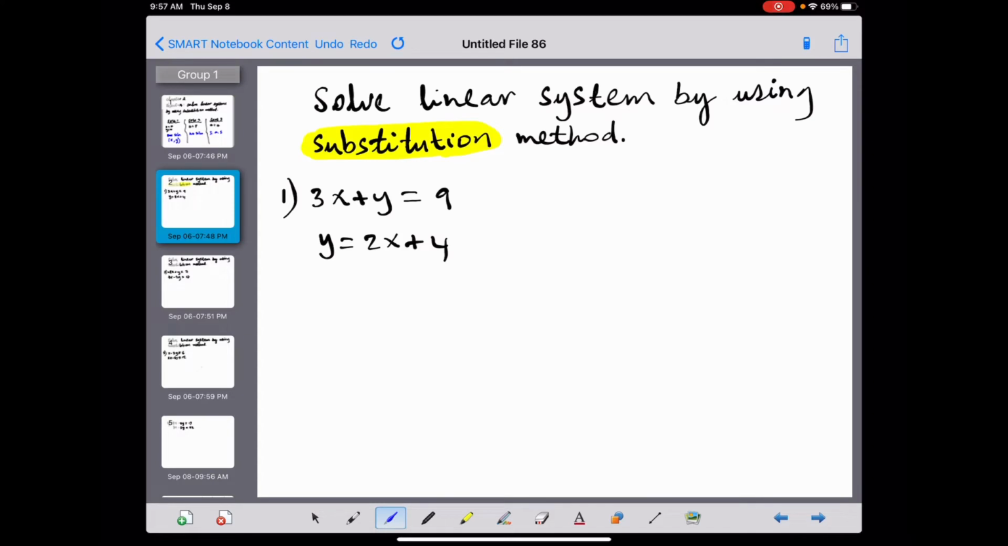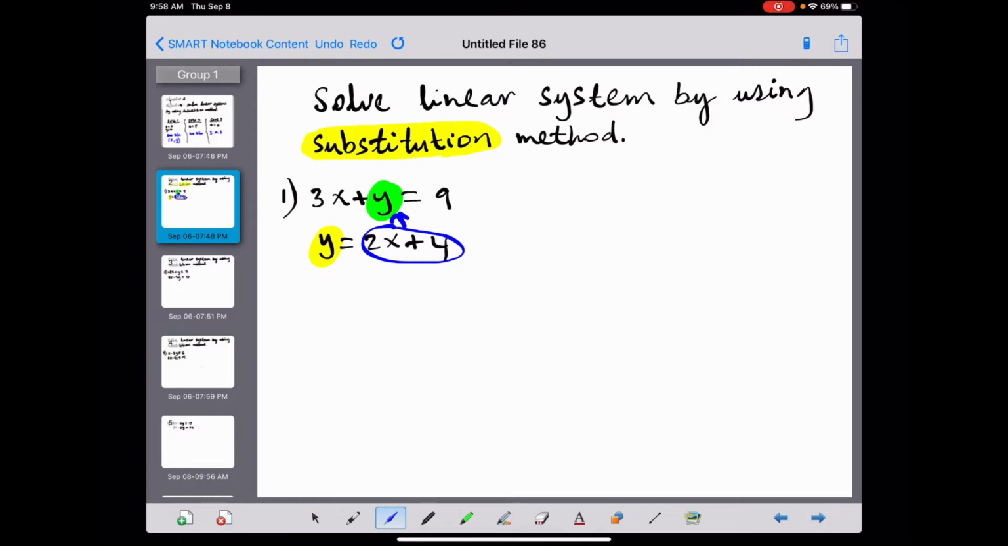Now, in number 1, we're doing substitution, and in the substitution process, in one of the equations, a letter has to be already solved for. It could be x or y. In this case, y is already solved for, okay? So what we do is we're going to use the first equation, and then we're going to plug y into there. See that? So all of this right here will go into there.